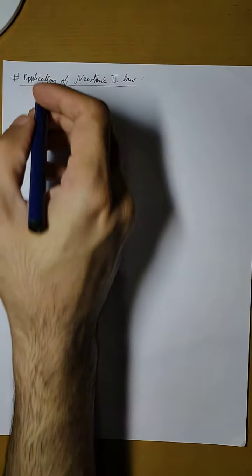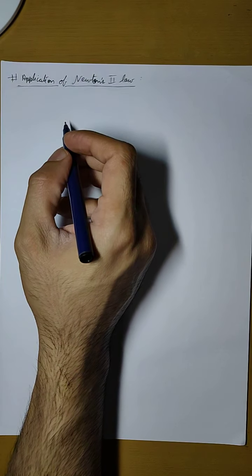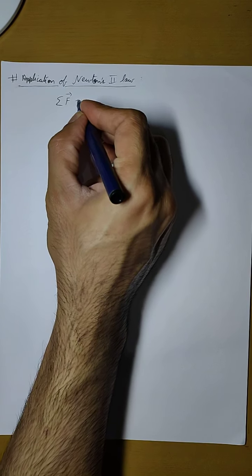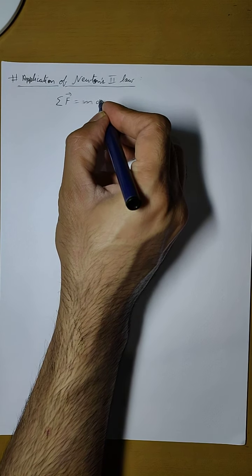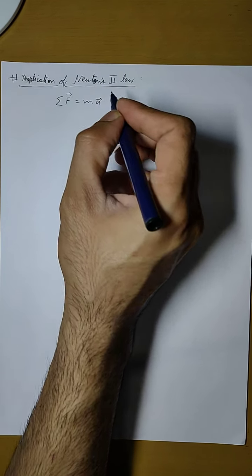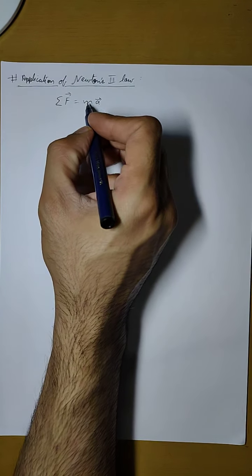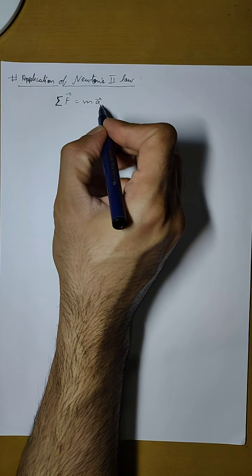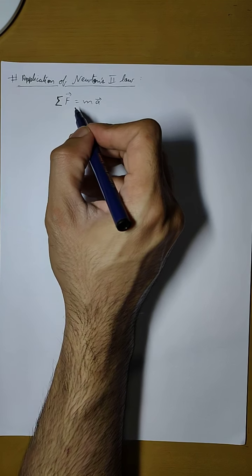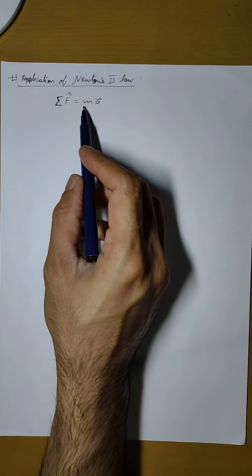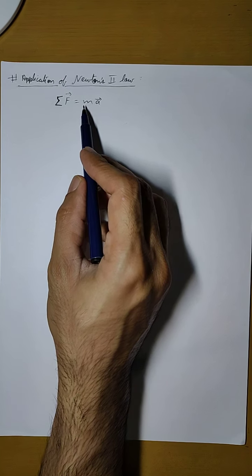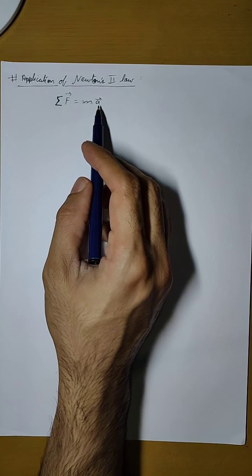Now let us study the application of Newton's second law. As we have already studied, the statement of Newton's second law is that the summation of all the forces applied on a body is equal to mass times acceleration, where the acceleration is that of the body of mass m due to all the forces. The body will have acceleration when the forces are unbalanced. That means there will be a net force which is going to drive mass m in a particular direction with a particular acceleration.